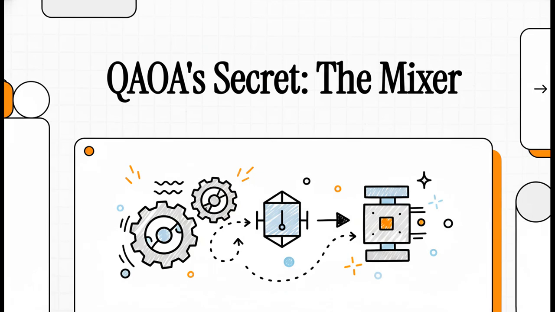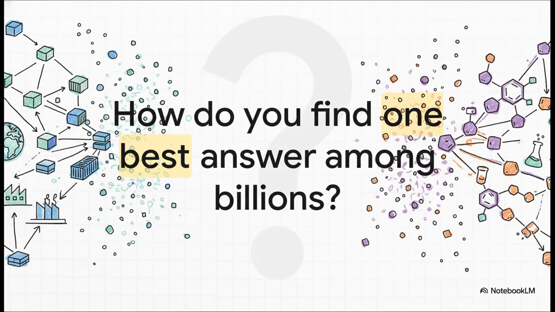Today, we're cracking open one of quantum computing's most promising algorithms, QAOA, and we're going straight to the heart of it to uncover the hidden engine that makes the whole thing work, the mixer. So picture this. You're trying to optimize a massive global supply chain. Or maybe you're designing a brand new life-saving drug. These aren't just tricky problems, they're insanely complex. You're hunting for one perfect answer in a sea of billions upon billions of possibilities.